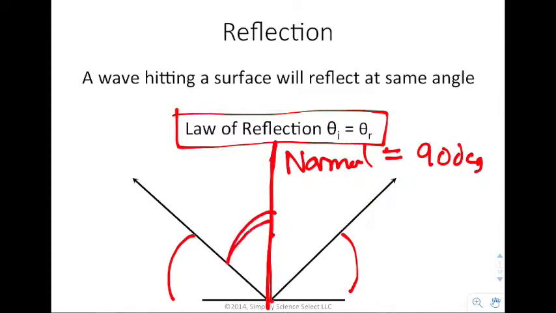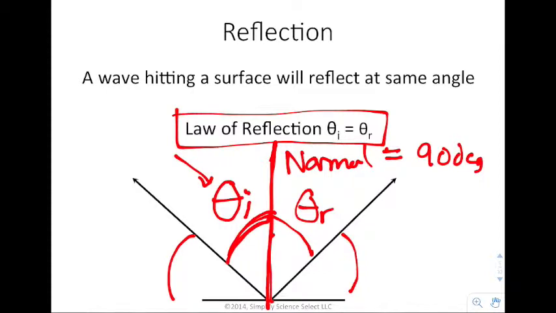So you see this right here is called theta I. Now theta stands for an angle. You might have seen that in maybe a math class. So theta I stands for the initial angle. Theta R stands for the reflected angle, and those values have to be equal.